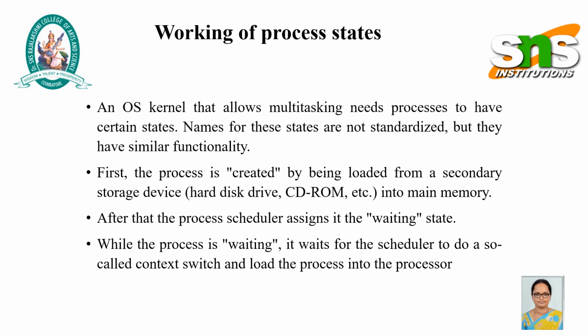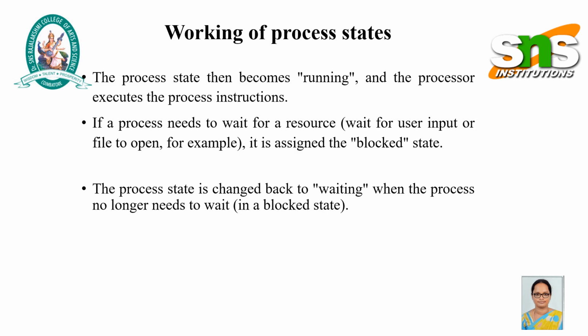An operating system kernel that allows multitasking needs processes to have certain states. The names of these states are not standardized, but they have similar functionality. First, the process is created by being loaded from a secondary storage device into main memory. After that, the process scheduler assigns it to the waiting state. While the process is waiting, it waits for the scheduler to do a so-called context switch and load the process into the processor. The process state then becomes running and the processor executes the process instructions.